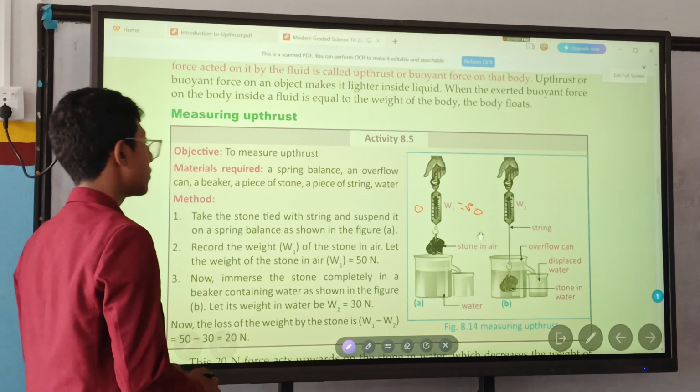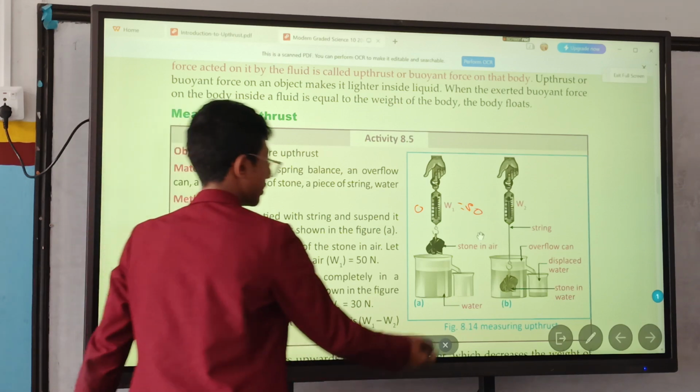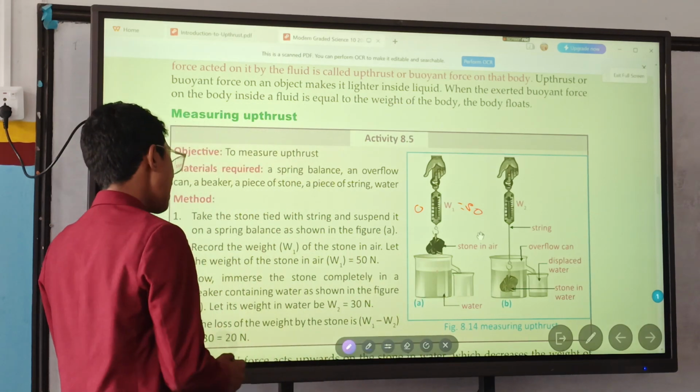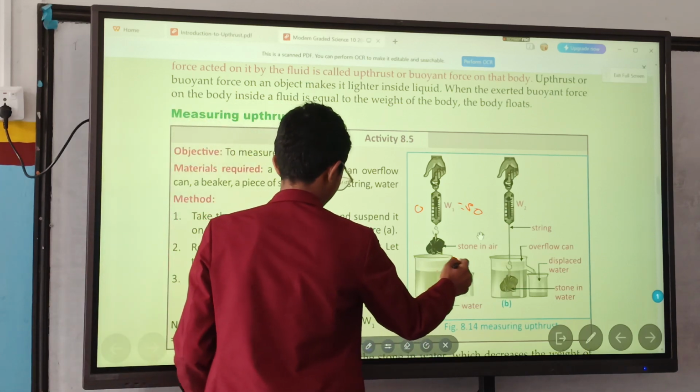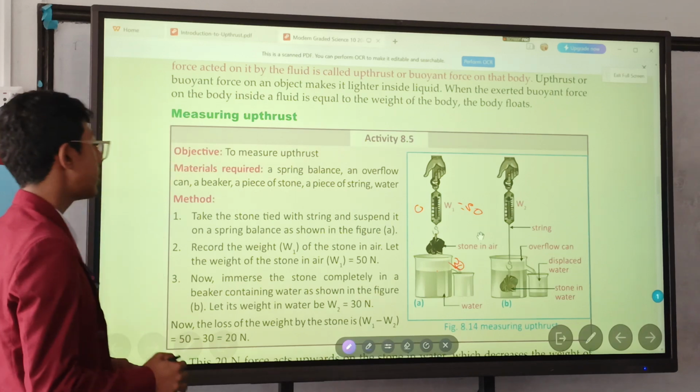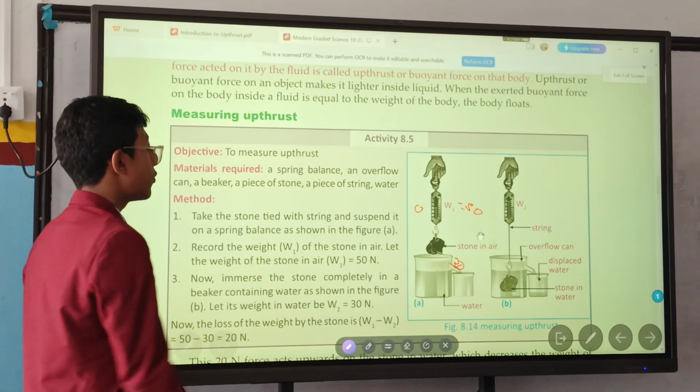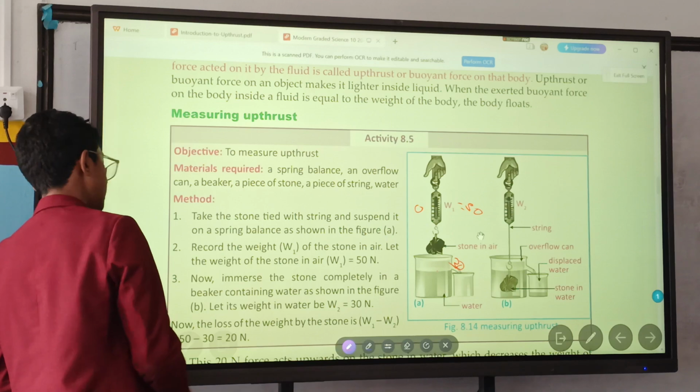Now immerse the stone completely in the beaker containing water. As shown in the figure, let its weight in water be 30 Newton. The loss of weight of the stone is weight 1 minus weight 2, which is 50 minus 30, equal to 20 Newton.